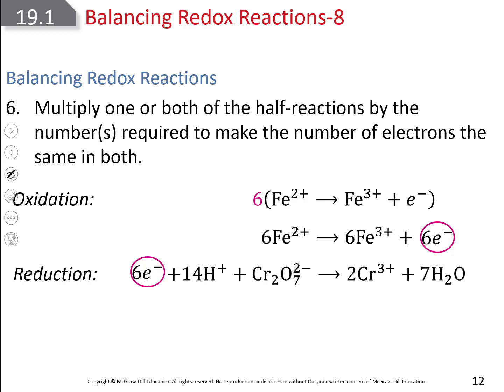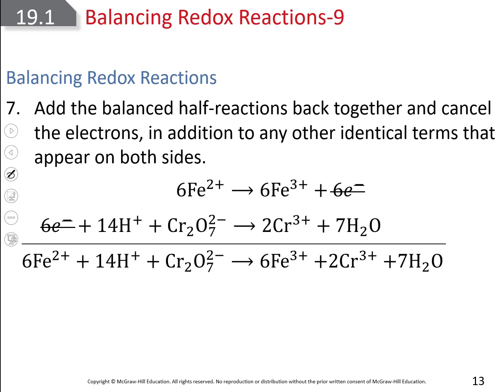What was the last step? Combine them. Put them all back together. And what cancels out when we do that? The electrons. So there goes the 6 electrons and 6 electrons when we add them back together. And here is our balanced redox reaction.